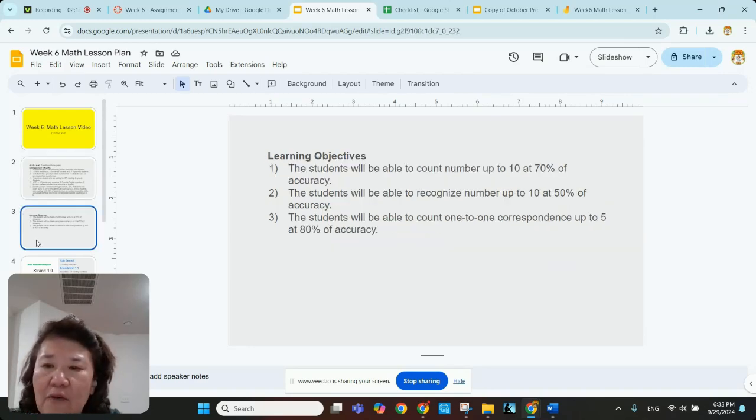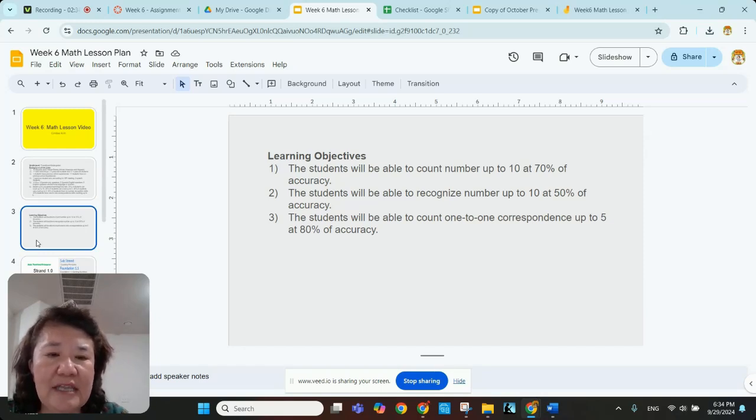For the lesson, I want to have 3 learning objectives. The first one is 70% accuracy: the student will be able to count numbers up to 10. With 50% accuracy, the student will be able to recognize numbers up to 10, which means when I show the number, they will recognize which is number 3, which is number 5, which is number 6, which is number 7. And third, with an accuracy rate of 80%, I want the student to be able to count one-to-one correspondence up to 5.